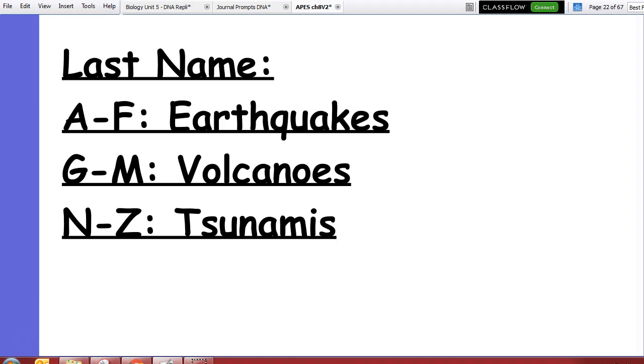All right, Cameron, you had volcanoes, right? What did you get for one effect? Good, okay. So volcanoes release CO2, which is a greenhouse gas. So you can fill these in as you go.